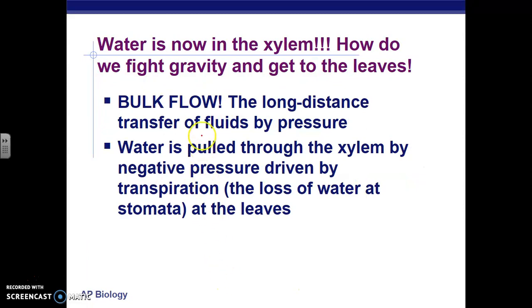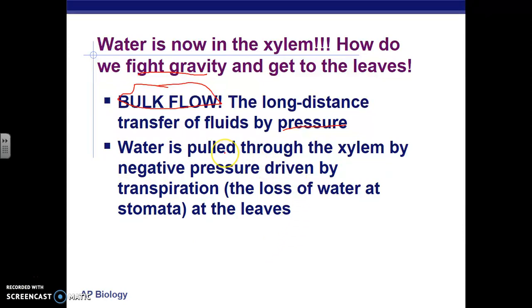Now that water is in the xylem, we need to fight gravity. I mean, we're fighting a pretty huge force there, and get the water to the leaves. This process is known as bulk flow. Bulk flow is whenever you move substances using pressure. And the question is, where is this pressure created from? Who creates this pressure that allows water to travel up the xylem against gravity?